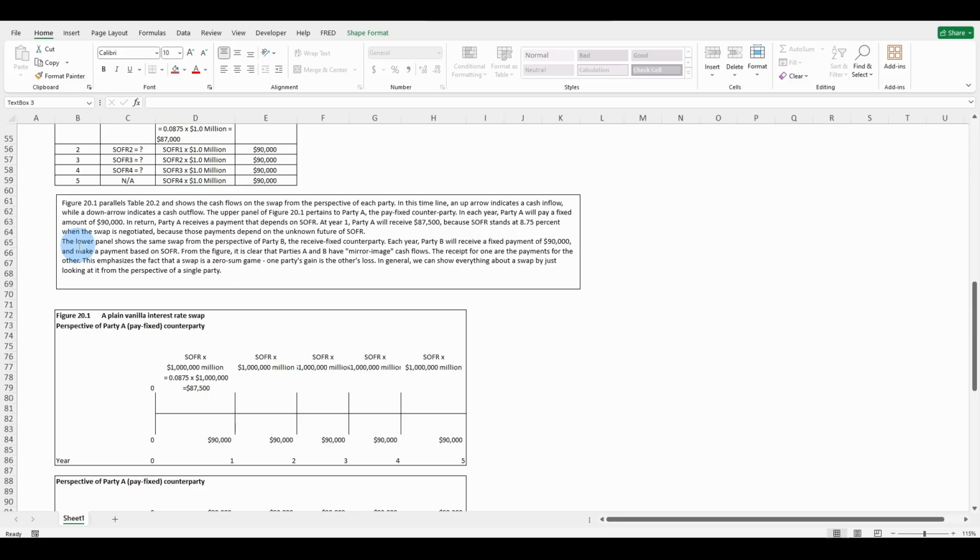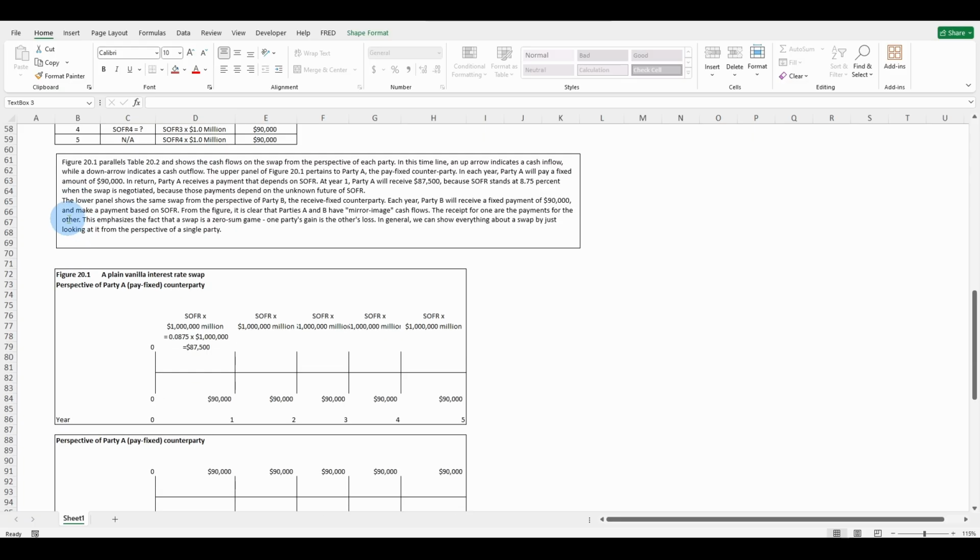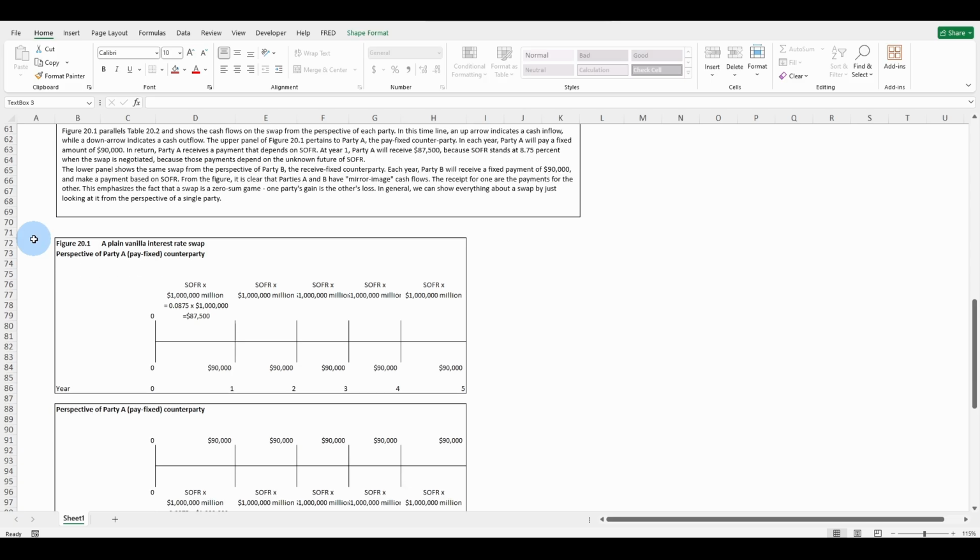The lower panel shows the swap from the perspective of party B, the receive fixed counterparty. Each year, party B will receive a fixed payment of 90 grand and make a payment based on SOFR. From the figure, it is clear that party A and B have mirror image cash flows. The receipts for one are the payments for the other. This emphasizes the fact that a swap is a zero-sum game. One party gains while the other loses. In general, we can show everything about a swap by just looking at it from the perspective of a single party.